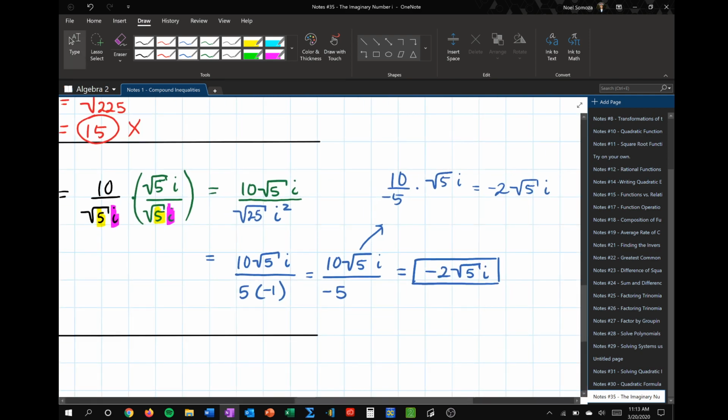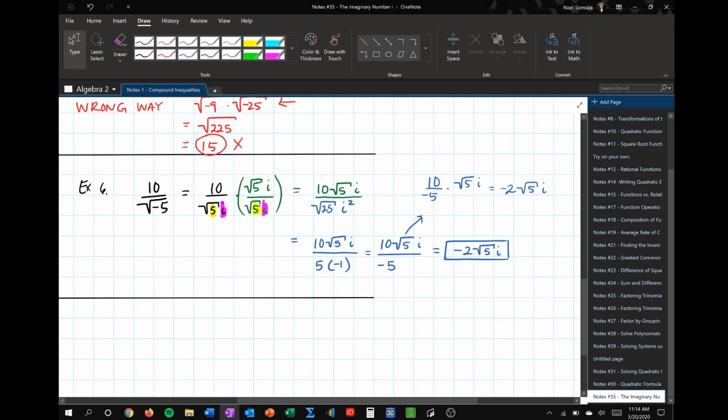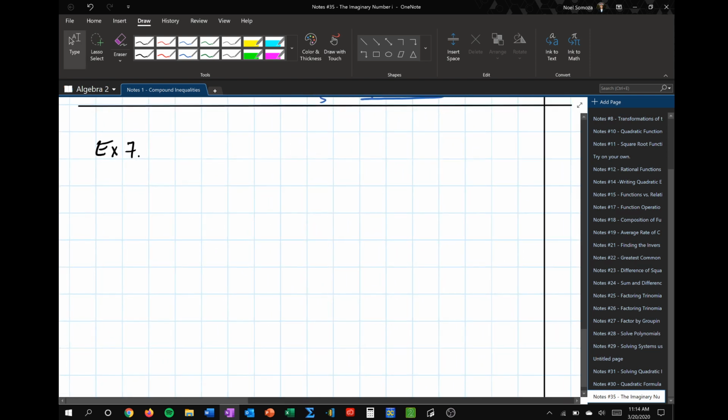Okay, so now let's go ahead and take a look at one more example. I believe this is the last one. So for example 7, let me pull it up here. Okay, so we're going to start with two different radicals. We have radical 24 all over 7i radical 2.